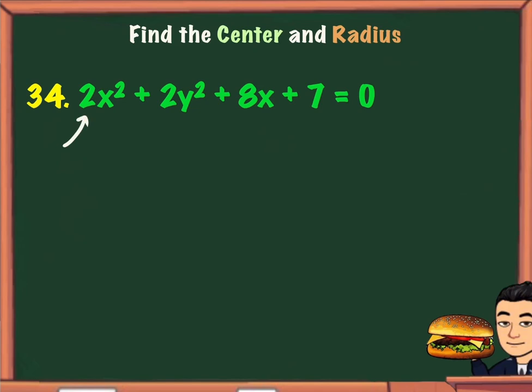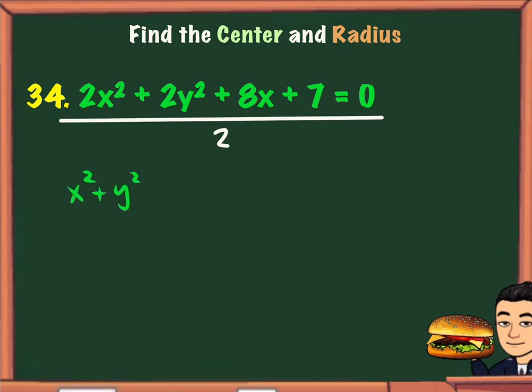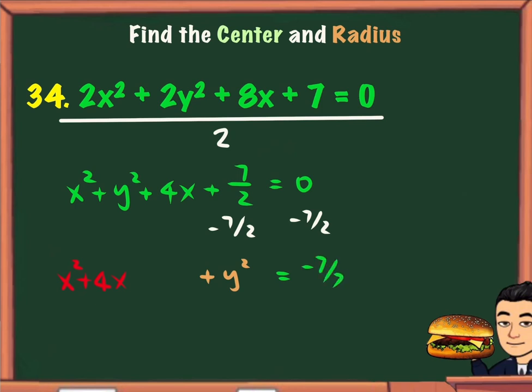For number 34, you see that the coefficients of x squared and y squared are both 2. So we can divide the entire equation by 2. So let's go ahead and rewrite this as x squared plus y squared plus 4x plus 7 over 2 equals 0. I'm going to isolate the constant, so subtract 7 over 2 on both sides. Rearrange the x and y's. So x squared plus 4x, leave a space, plus y squared equals -7 over 2.